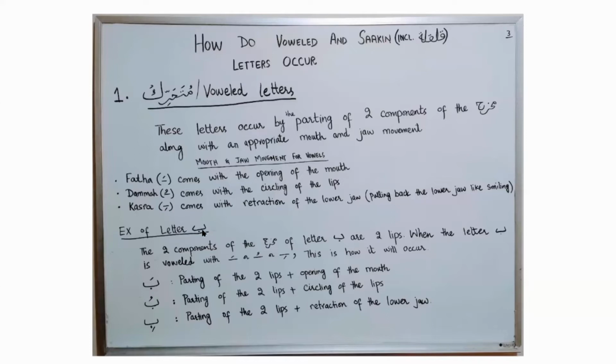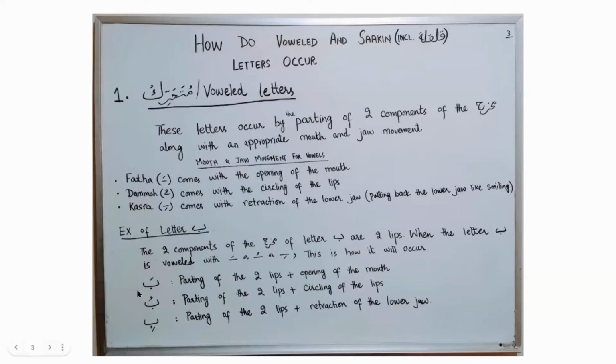Now let's take an example of the letter ba. The makhraj of the letter ba is from the 2 lips. The 2 components of the makhraj are 2 lips. If I close my lips like this, I cannot say letter ba with a fatha. If I have to give letter ba with the fatha, I have to part the 2 components of the makhraj. In this case, I have to part the 2 lips.